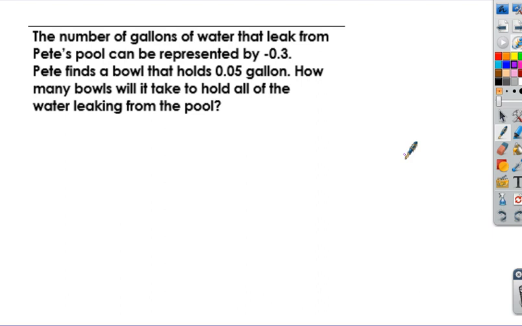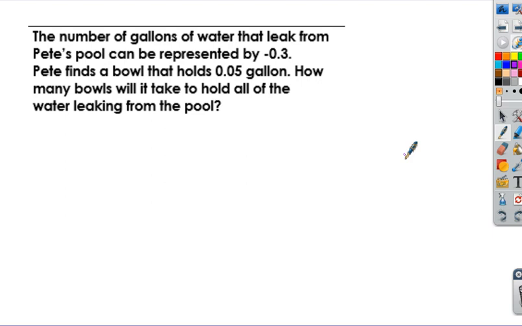Okay, so a leak is something small, so it's not going to be like 5 gallons of water. We're dealing with small decimal numbers. He's also taking a very small bowl here to sort of catch the water that's leaking, and then he's sort of dumping it probably in a sink and then refilling it again.